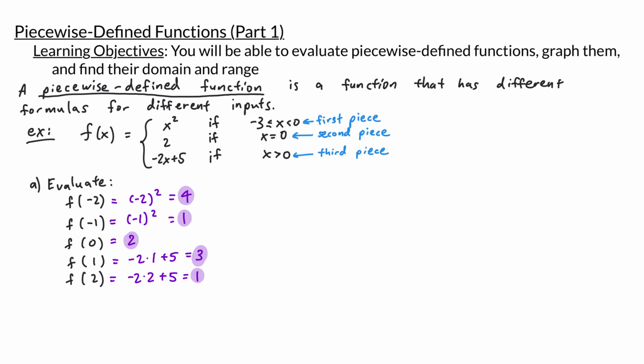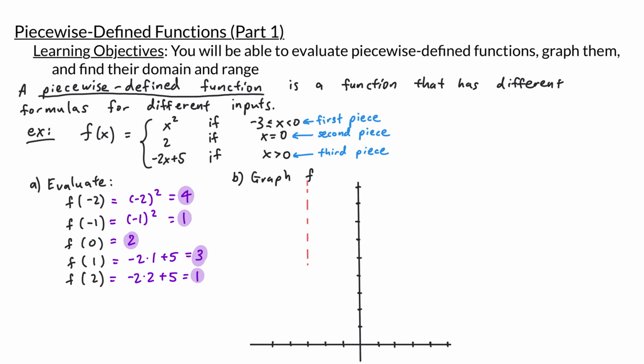Now that we know how to find the outputs, let's try to graph this function. To graph a piecewise-defined function, the first thing we'll do is take our xy plane and separate out the different pieces. So we'll draw vertical dotted lines to separate the different pieces. Our first piece starts at x equals -3 and goes up to x equals 0. So we're going to start by drawing a vertical dotted line at -3 to indicate where our first piece begins, and we'll draw a vertical dotted line at x equals 0 to indicate where our first piece ends.